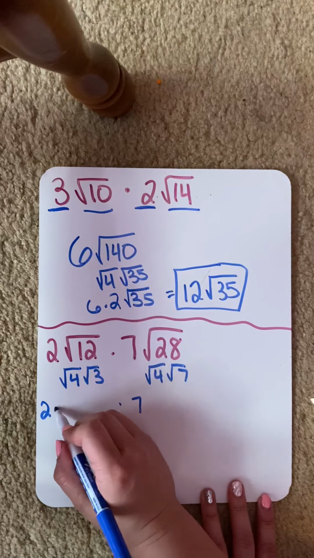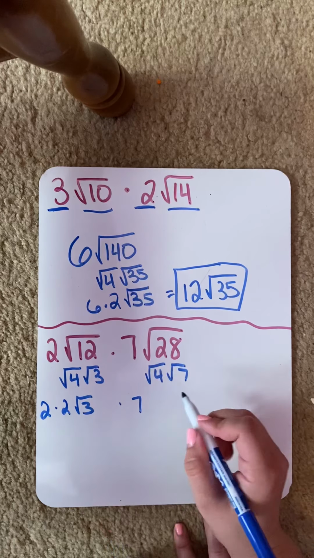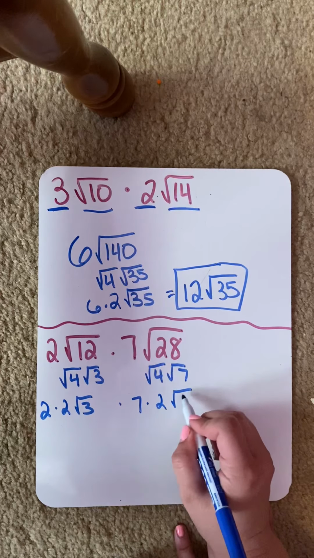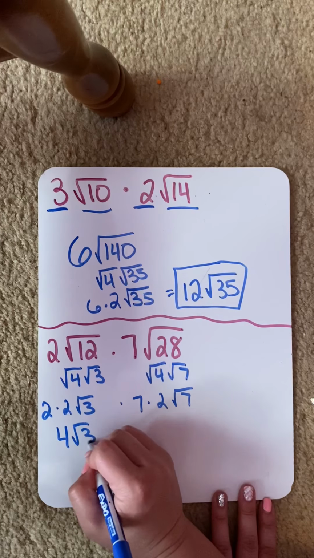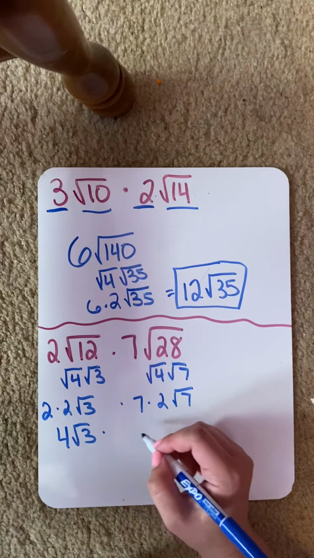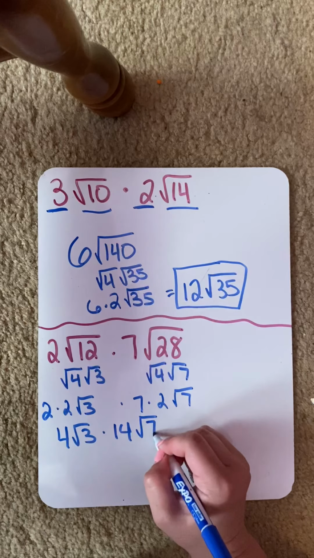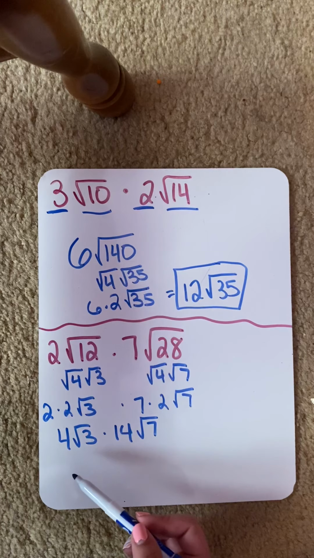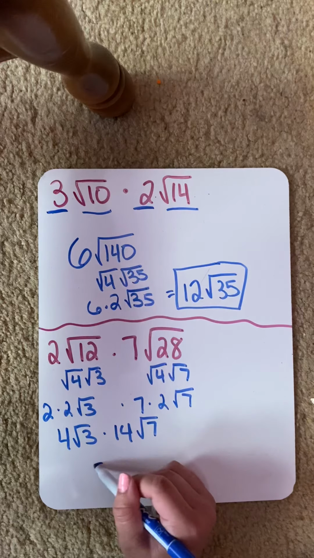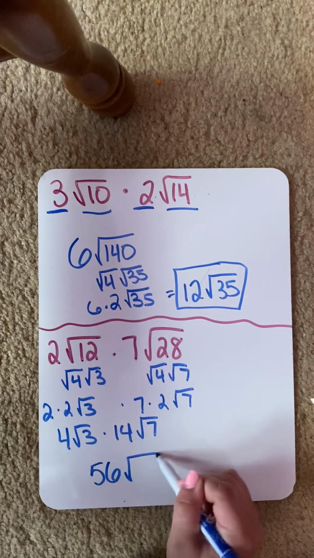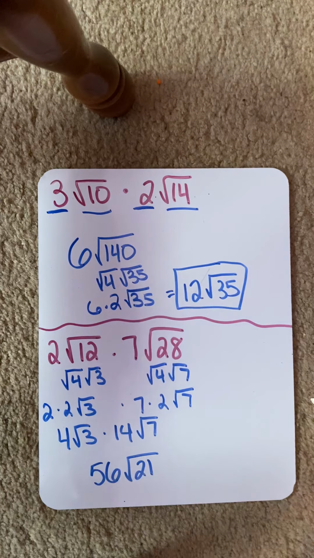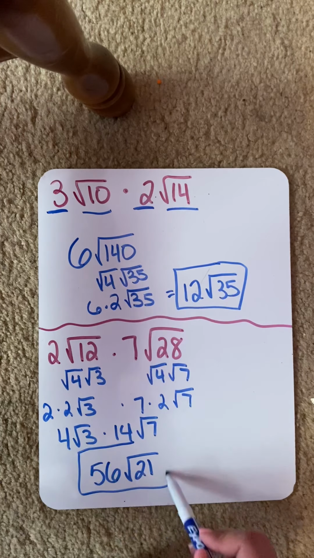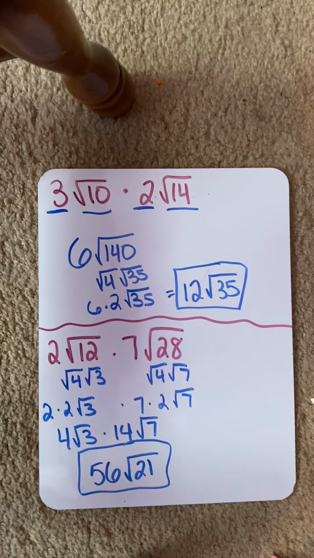The square root of 4 is 2 times the square root of 3. The square root of 4 is 2 times the square root of 7. So we have 2 times 2 is 4 times the square root of 3. 7 times 2 is 14 times the square root of 7. Then we're going to do 4 times 14 gives us 56. And 3 times 7 gives us 21. That's the step where you would simplify further if you can, but in this case you cannot, so this is your final answer.